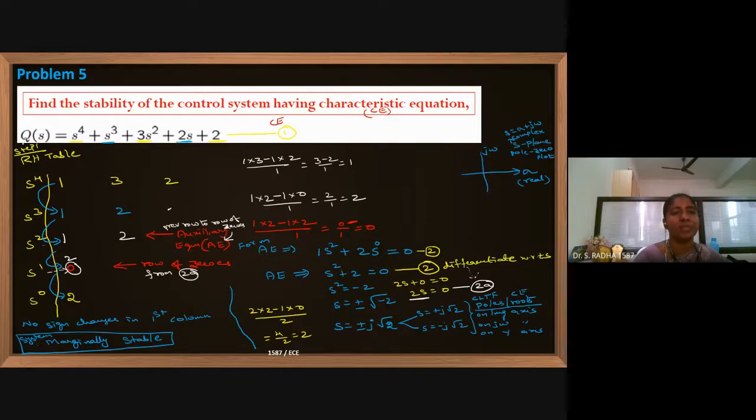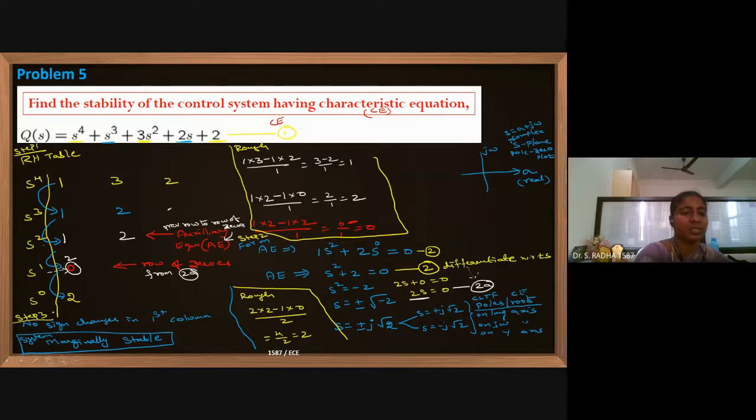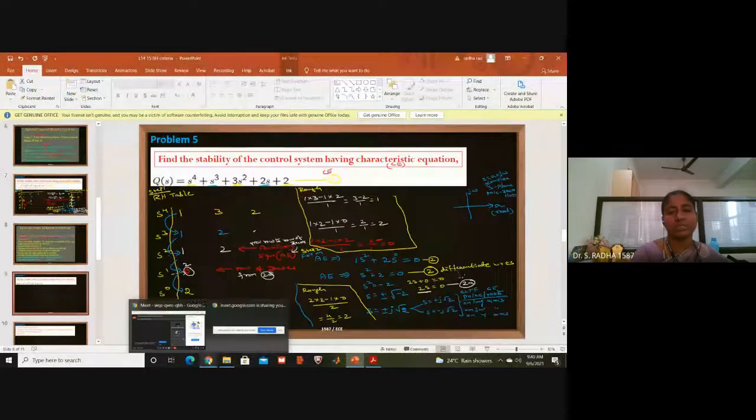In step 1, we completed the RH table. In step 2, we formed the auxiliary equation, and in step 3, we completed the RH table. This portion is rough calculation, and this is our final conclusion. Based on the roots on the imaginary axis and the number of sign changes, we are telling the system is marginally stable.